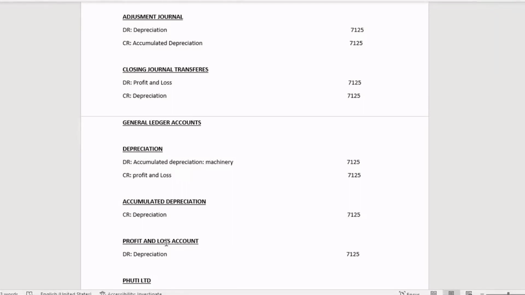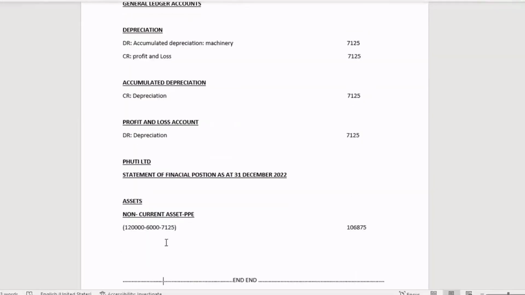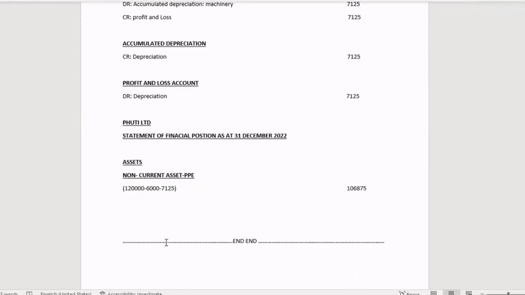And the ledger accounts would be you debit your depreciation, 7125, and then you credit your profit and loss with 7125. And the accumulated depreciation, credit, as a contra allocation account, 7125. And then you're going to have the profit and loss. And then the contra allocation account itself is the depreciation with an amount of 7125.